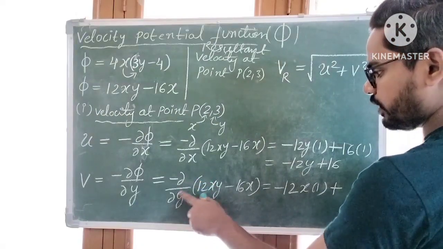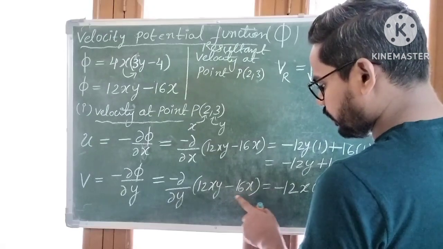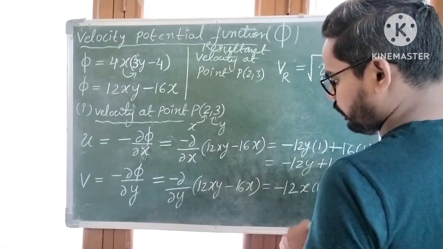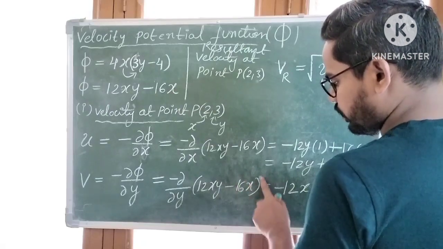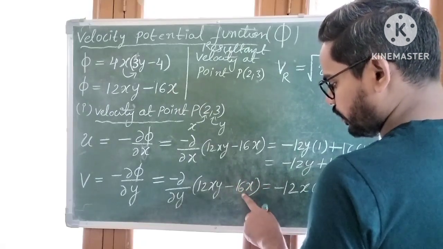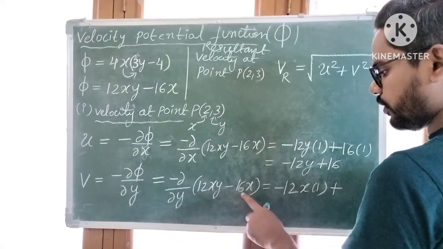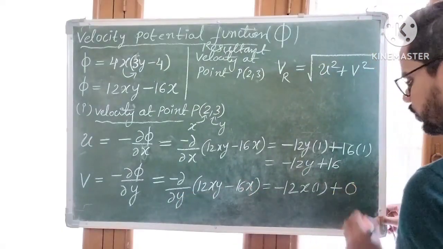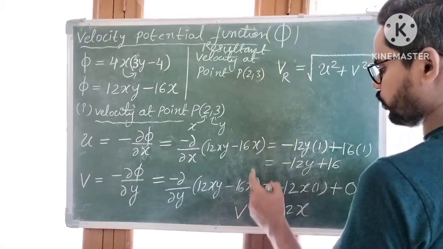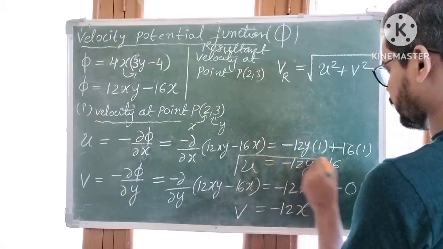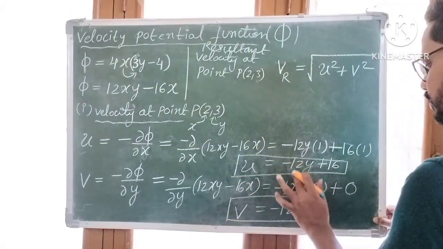Dou by dou y, we are doing differentiation with respect to y. Here we do not have a y term, so this 16x is a constant term. Now what is the derivative of a constant term? 0. So you will get minus 12x. So u is equal to minus 12y plus 16 and v is equal to minus 12x.